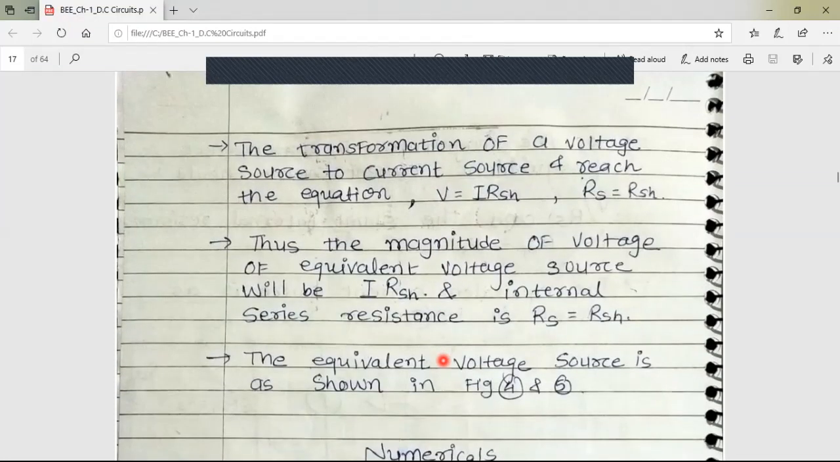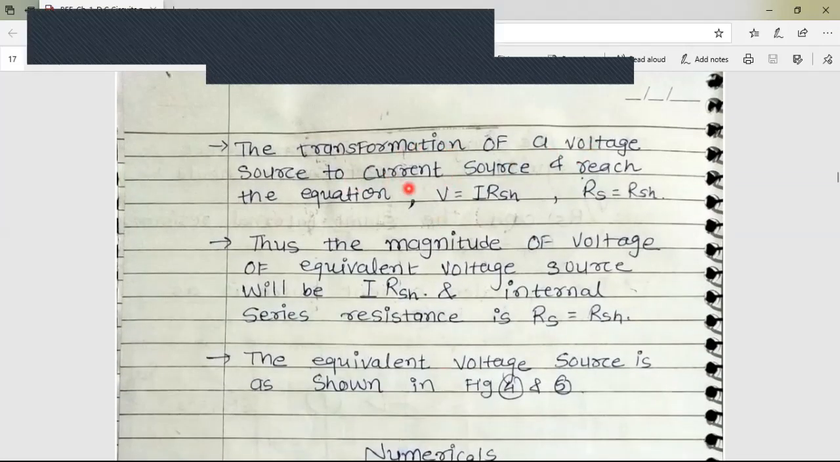Here we can see the transformation of voltage source to current source. The equation here is V equals I into Rsh, where series resistance is always equal to shunt resistance. So we can say that the magnitude of the equivalent voltage source will be I into Rsh, and the internal resistance is the same as the series resistance, Rs equals Rsh.